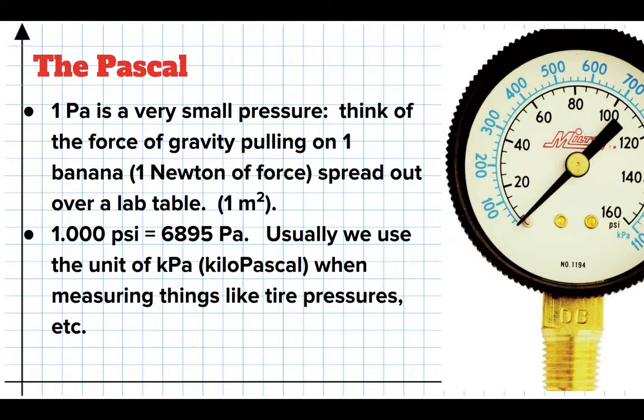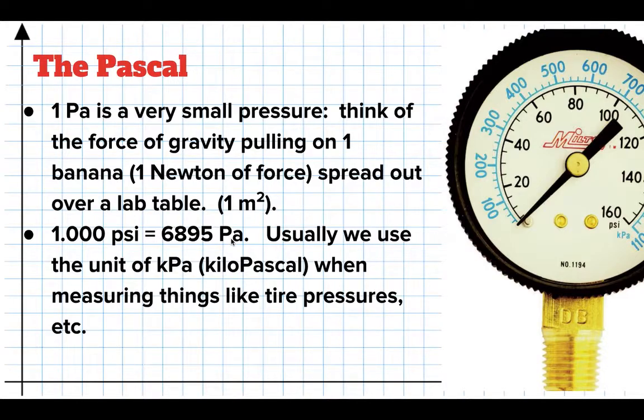Now, a square meter is not very big, and a newton's not very big either. So 1 Pascal can be thought of as a banana that has a weight of 1 newton. And if that banana is spread out over the entire lab table, which is about a square meter, then the ratio of force to area there is about 1 Pascal. So 1 Pascal is really tiny. 1 PSI, 1 pound per square inch, is equal to almost 7,000 pascals. So a pascal is a very tiny unit of pressure.